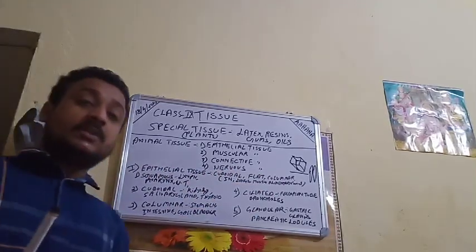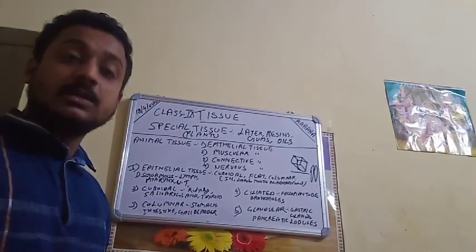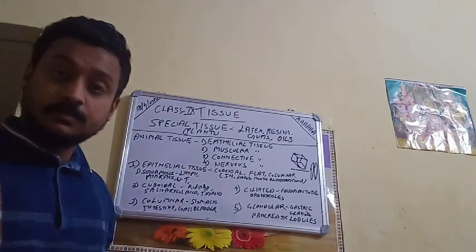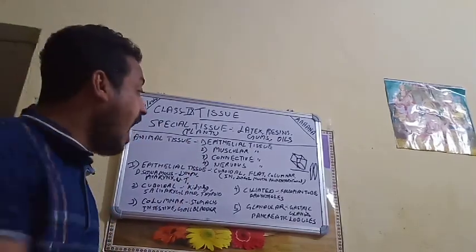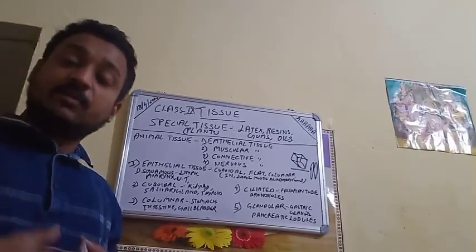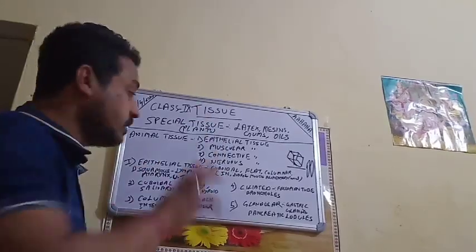Now, where is the epithelial tissue present? It is present in the lungs, in the reproductive organs like the testis as well as the ovary, in the mouth of the animal, as well as in the alimentary canal. And there are several other places, like the respiratory tract of the human being, where this epithelial tissue is present.